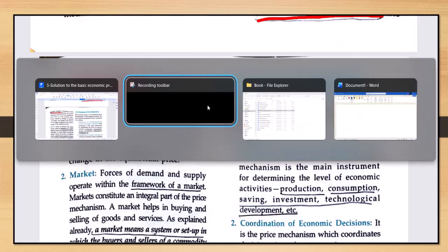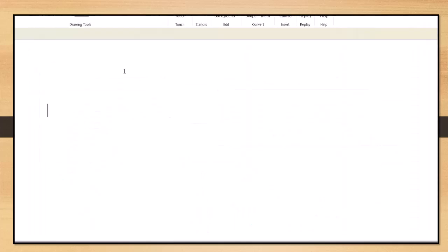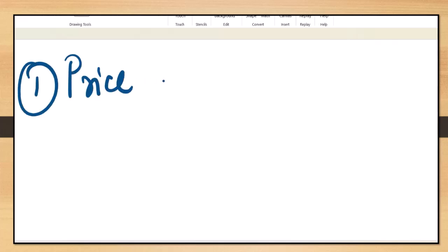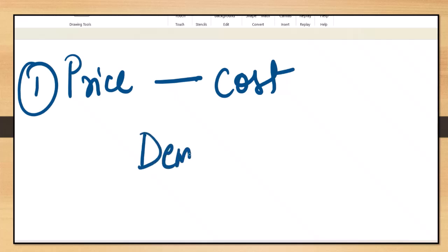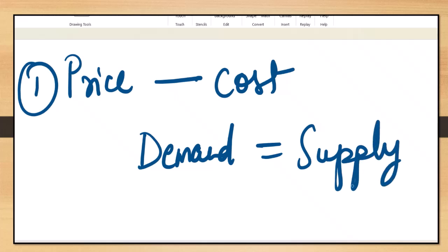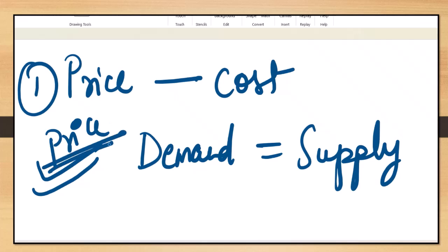Now let's see. First of all, what did we say is the main thing in price mechanism? First is price. So why do we need price? We need price because every commodity has some cost in getting produced. And then, when the demand forces of the market become equal to the supply forces, that means where the demand of the commodity becomes equal to the supply of the commodity, that is the particular value of the good and service, which is known as the price, rather the equilibrium price.